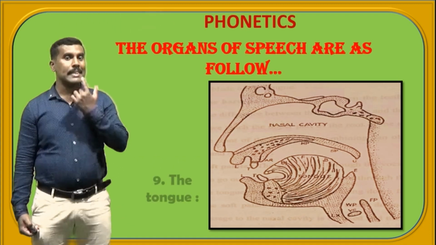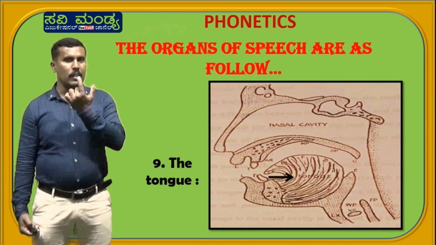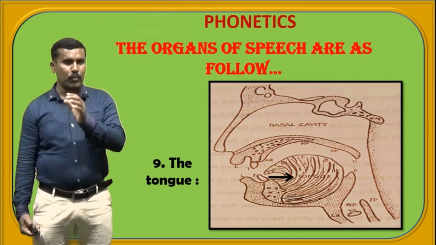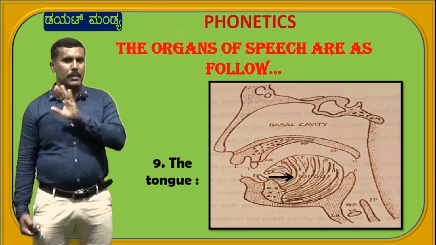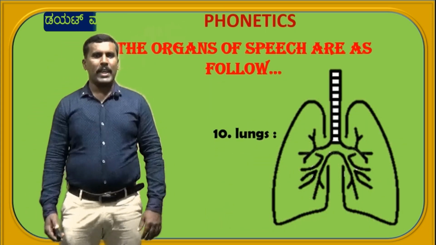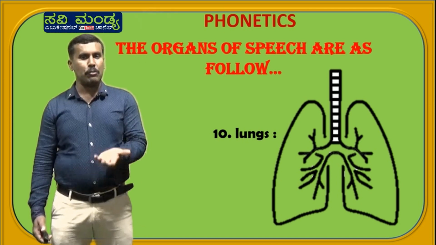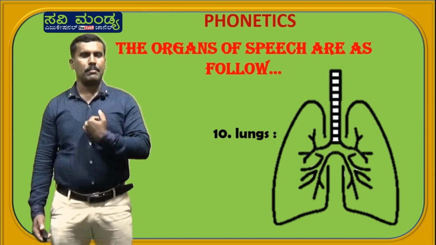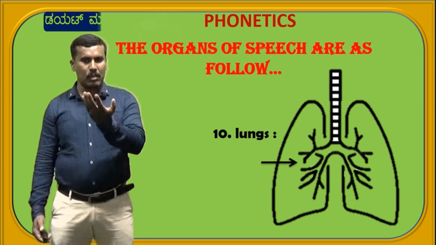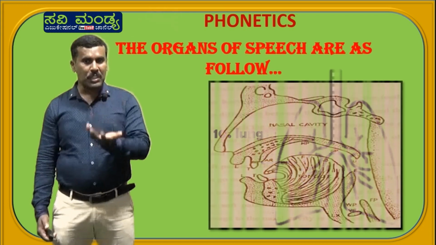Next, we have the tongue. It is the chief articulating organ in most of the speech sounds. That is why language is called tongue. Without tongue, we can't speak any of the languages. Next we have lungs. They act as bellows and produce the breath stream. Lungs are very, very important to breathe in and breathe out. In a way, they help us to produce sounds.